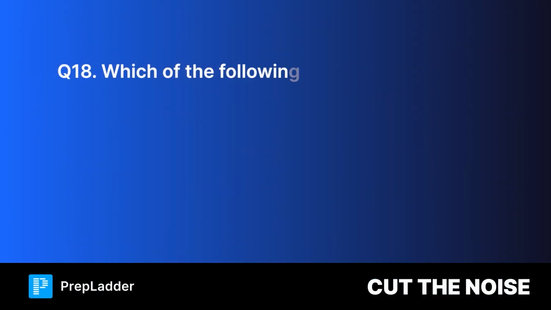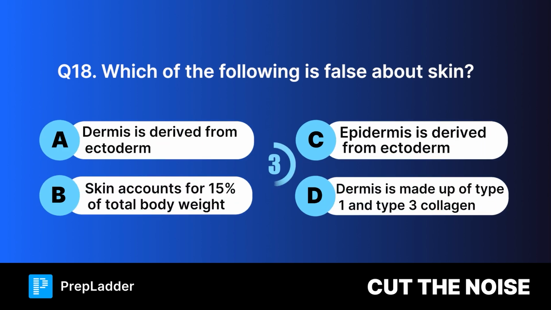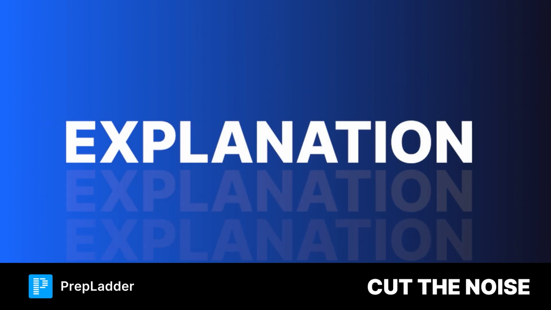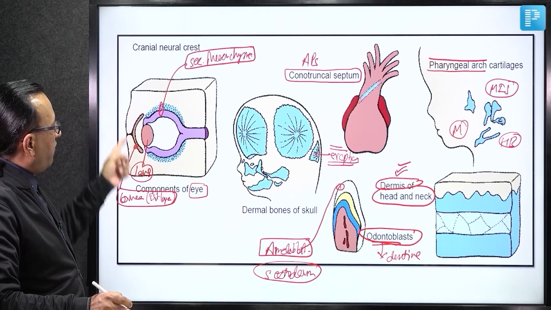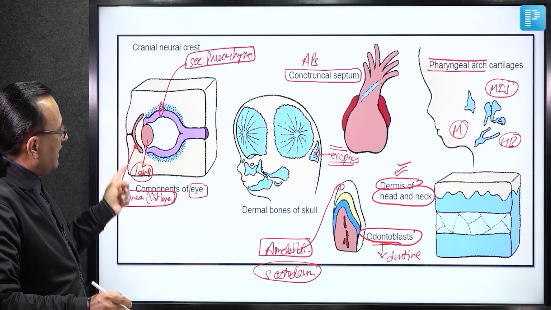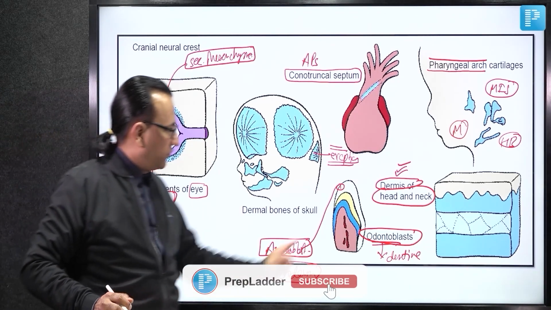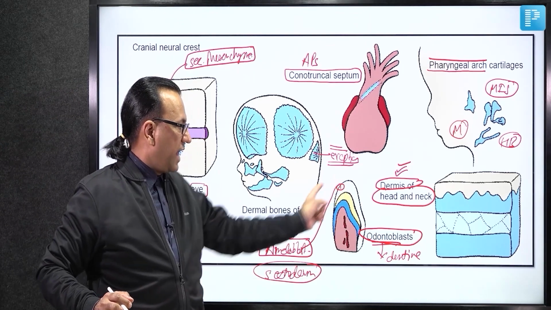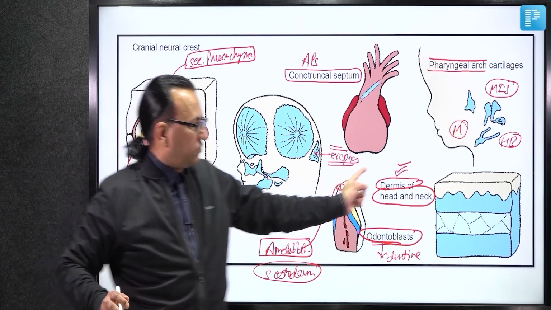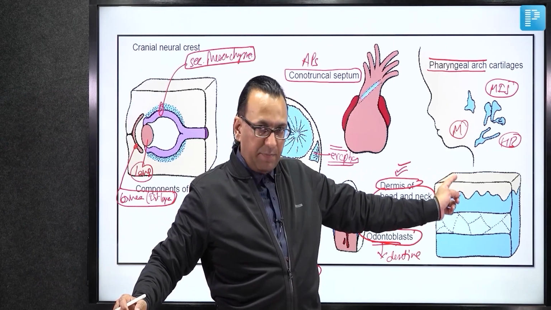Question 18. Which of the following is false about skin? Your options are, and the correct answer is dermis is derived from ectoderm. Here's the explanation. Surface ectoderm is going to form the first layer of the cornea and the eye lens. The surface ectoderm also forms ameloblasts, the enamel, and the skin epidermis.